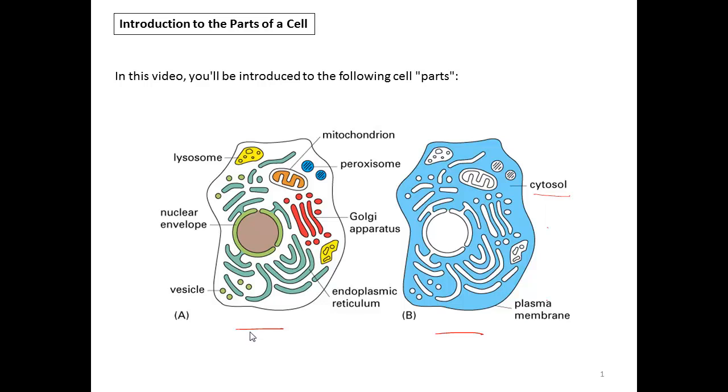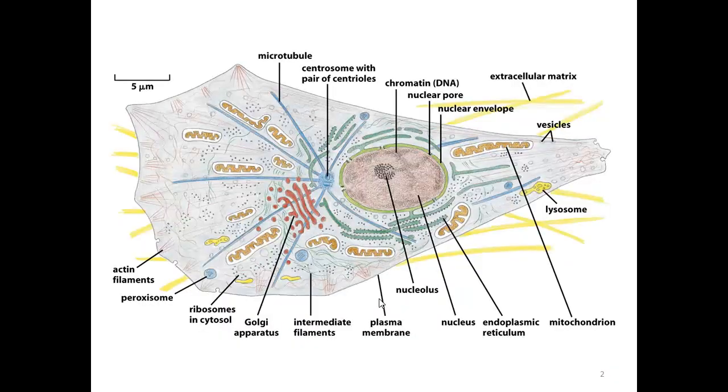Now going on to the left, these are the various parts that we will study and learn about in the class. The nucleus, the mitochondria, the Golgi apparatus, the endoplasmic reticulum, and so on. This is a slightly more detailed, more realistic picture of a cell, and we will use this to discuss the parts of the cell.